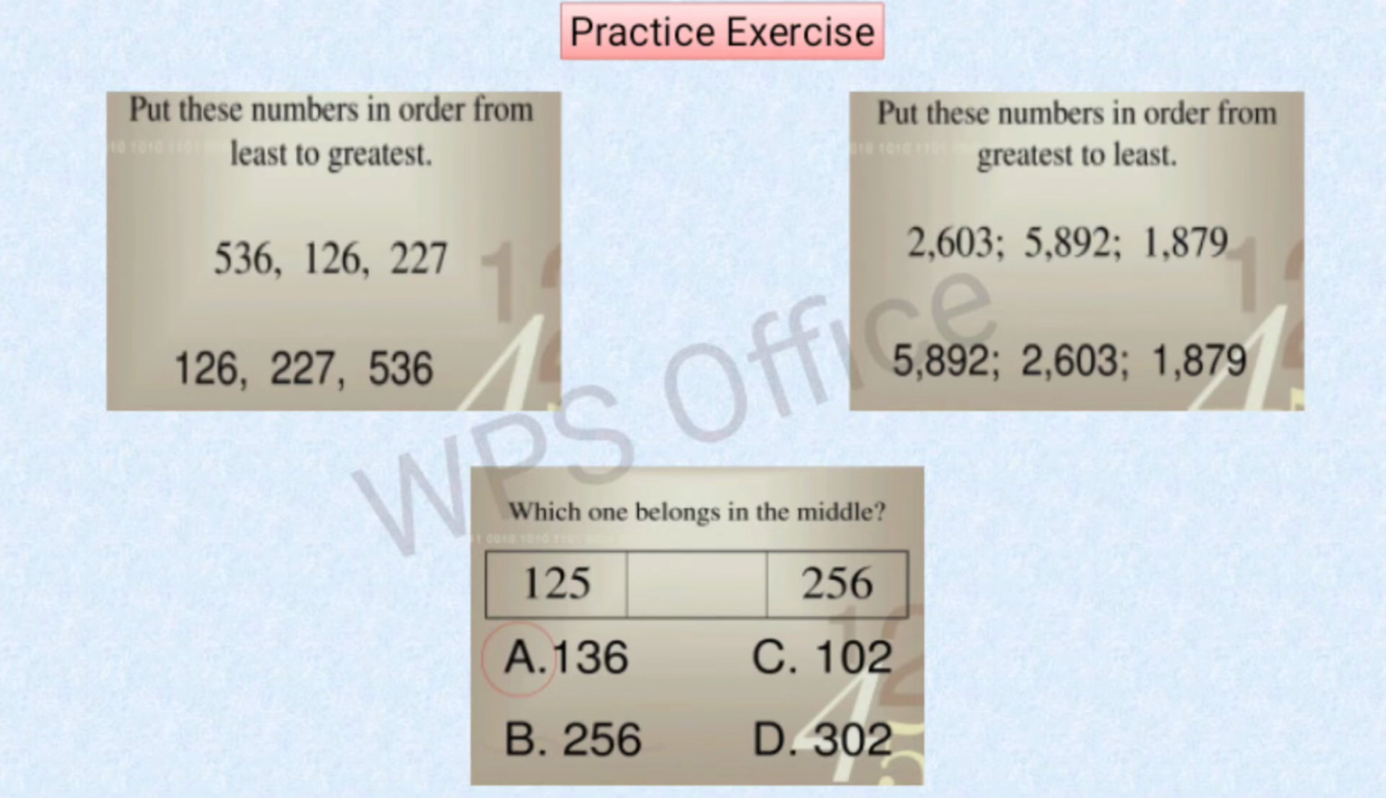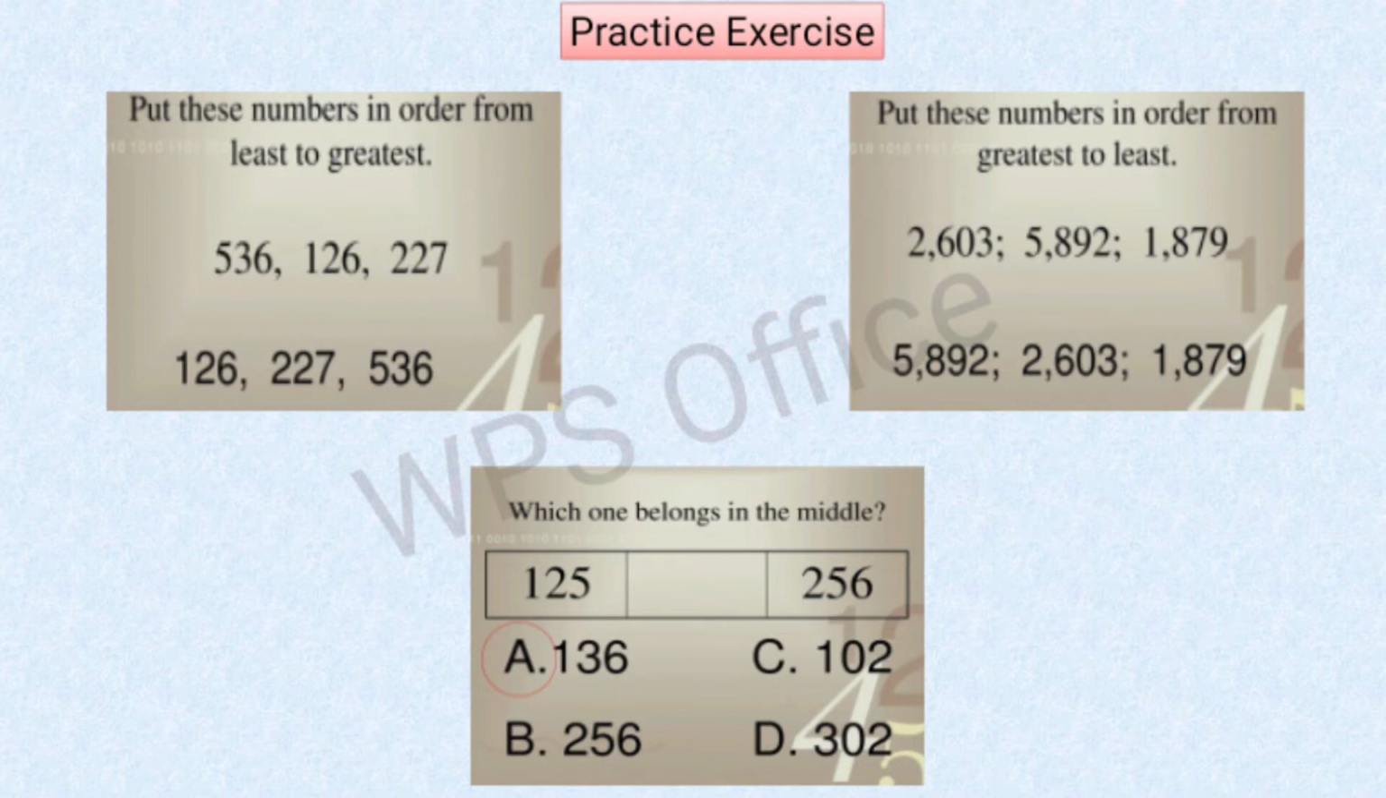Put these numbers in order from greatest to least. The greatest number is 5,892, comma, 2,603, and the third, that is the least number, that is 1,876. In the second list, the greatest number is 5,892 and the least number is 1,879. Now let's look at the third practice sheet.